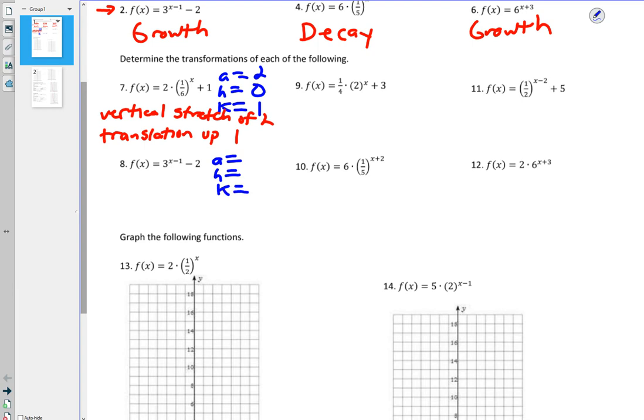What's A here? Good. Most people would say 3, but good. What's H? In your paper, H.